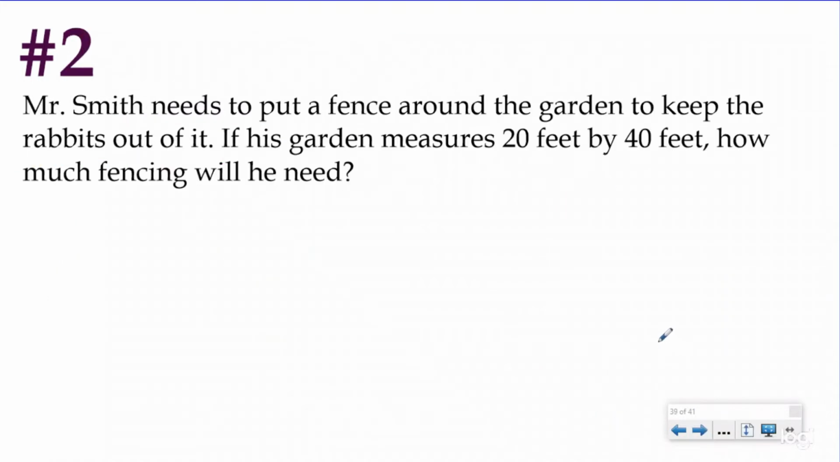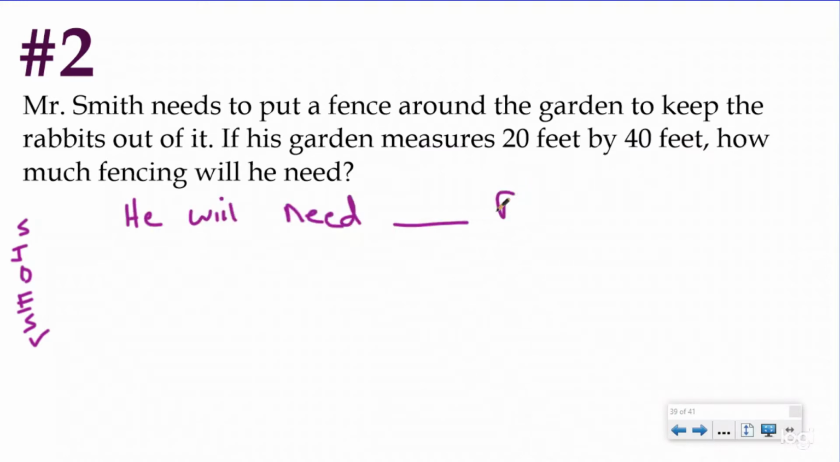Number 2 is a word problem. It says Mr. Smith needs to put a fence around the garden to keep the rabbits out of it. If his garden measures 20 feet by 40 feet, how much fencing will he need? So this is a word problem. I'm going to write my sides check strategy over here. And my statement's going to say he will need blank feet of fencing.